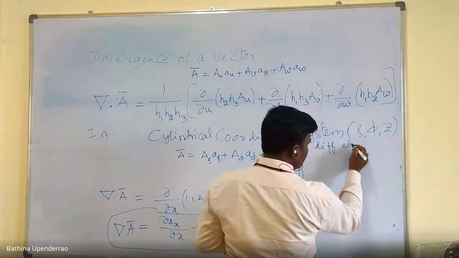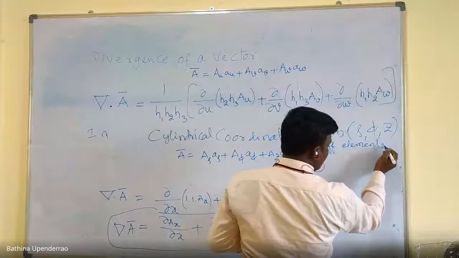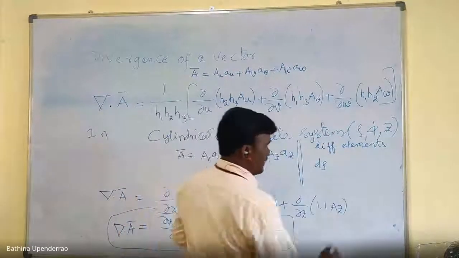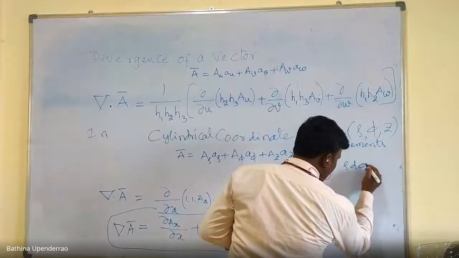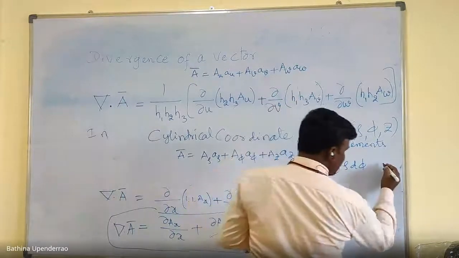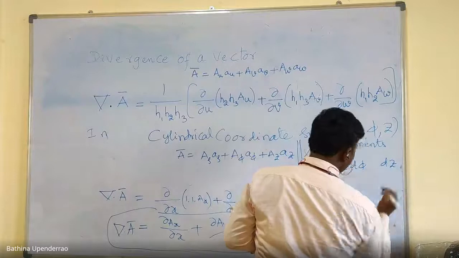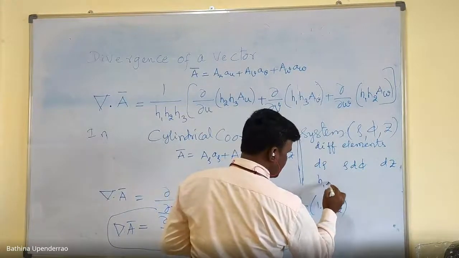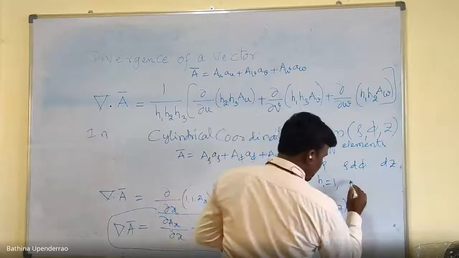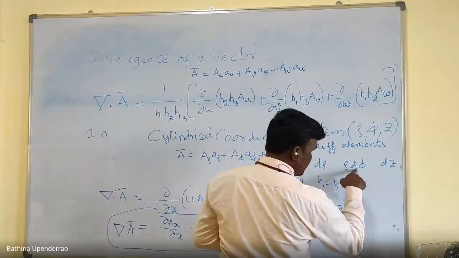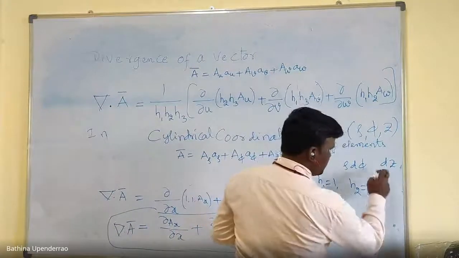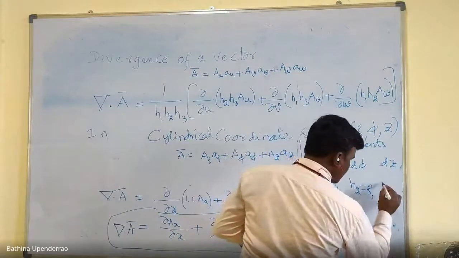Differential elements along rho, d rho, already I explained. Along phi, rho d phi. Along z, dz. Now tell me, what about the multiplication factor of d rho? We can take that as h1 is 1. And for the second one, h2, the multiplication factor of d phi is taken as rho. The multiplication factor of dz is taken as h3 as 1.